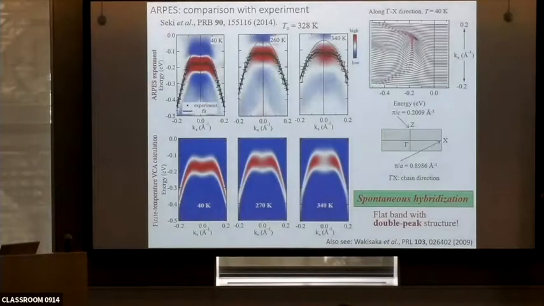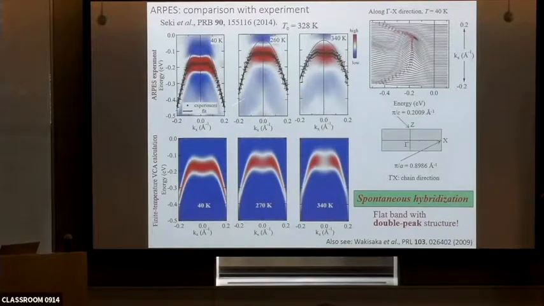As you see in this figure, an ARPES measurement, we have the flat band, and even above TC it has a flat band. And the double peak structure seems to be appearing here. This is a finite temperature variational cluster approximation calculation, where the electron correlation is taken into account for a simple model. And we found the double peak structure and also, above TC, a flat band.